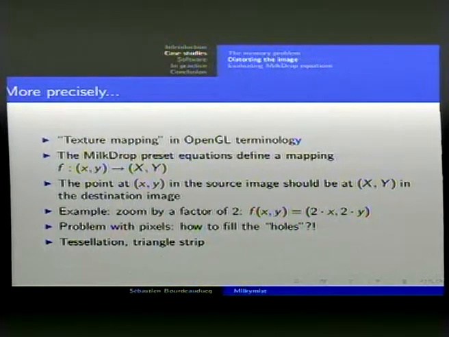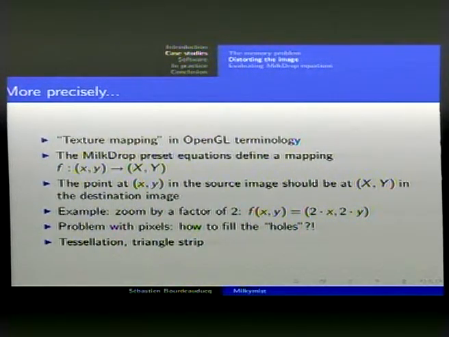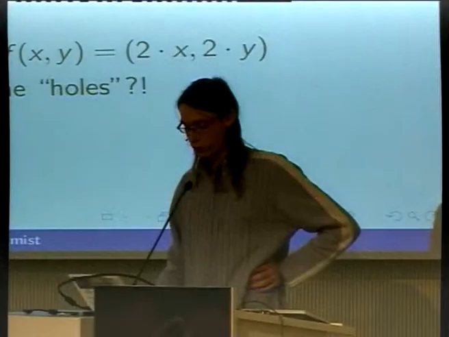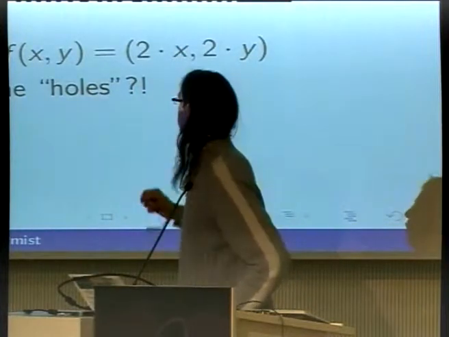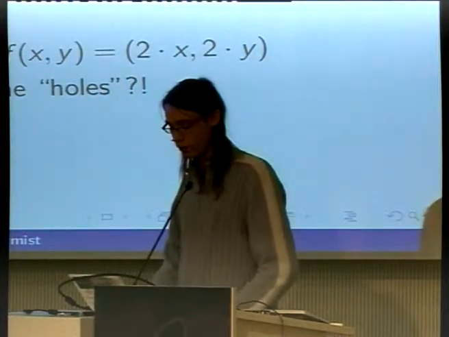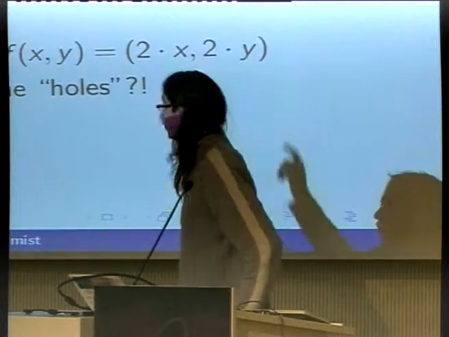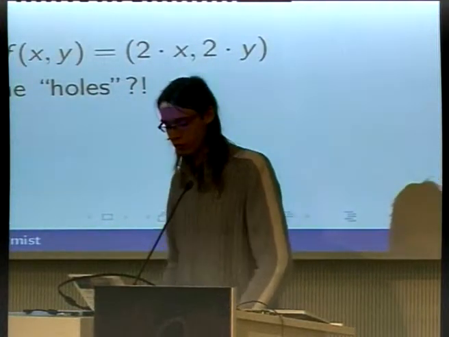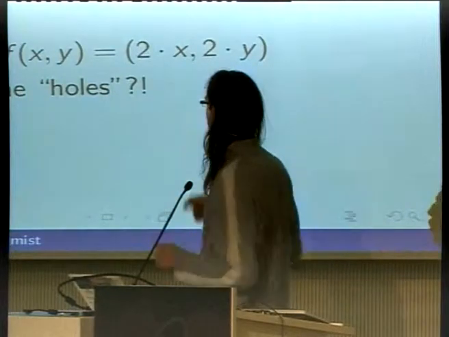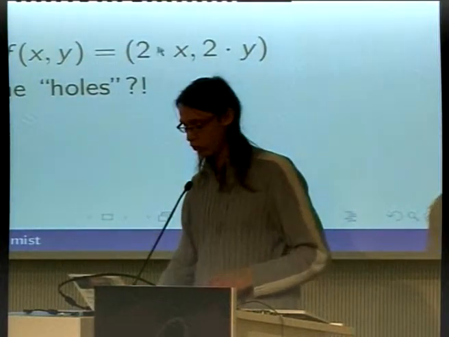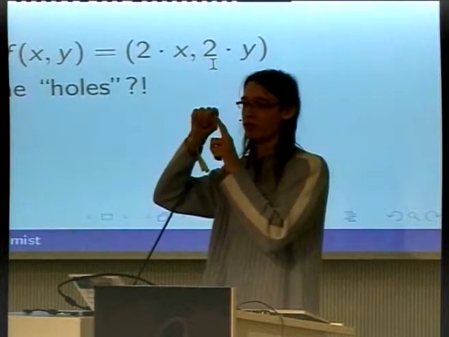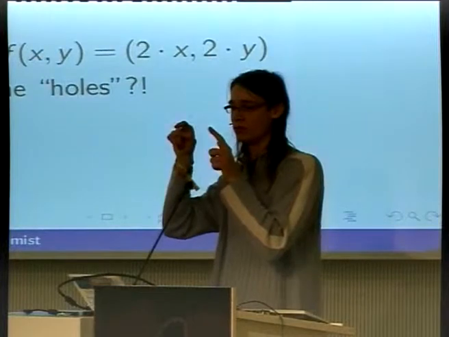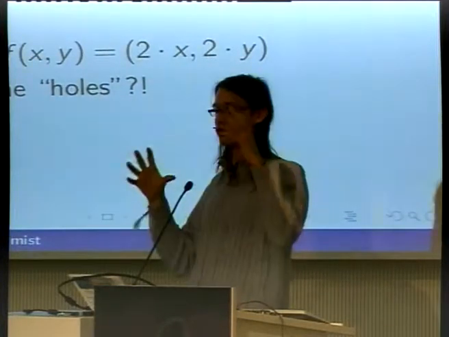More precisely, what I'm doing is what is called texture mapping when you are doing OpenGL. So basically, the Milkymist preset equations define a mapping that I call F, which transforms a point which has x and y coordinates into another point which has other coordinates, capital X and capital Y. This mapping means that the point at x and y coordinates in the source image should be at capital X and capital Y in the destination image. For example, if you want to zoom by a factor of 2, you can use this function, which multiplies each coordinate by 2. So if you have this first pixel, it will be at 0, 0. The next one will be at 2, 2, etc. So it just expands the pixels.